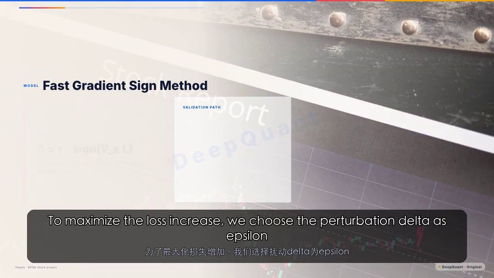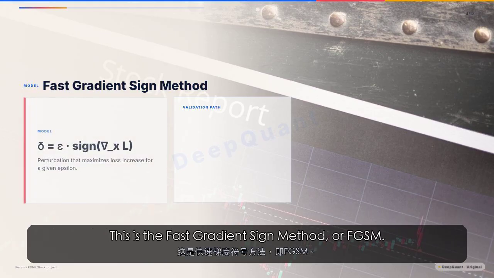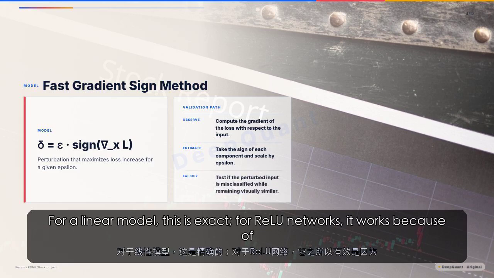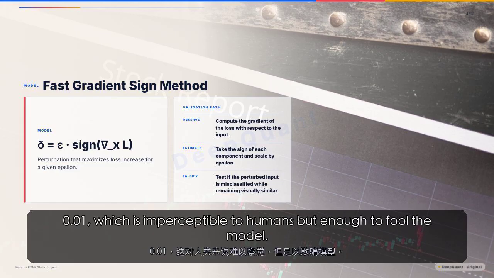To maximize the loss increase, we choose the perturbation delta as epsilon times the sign of the gradient. This is the fast gradient sign method, or FGSM. The resulting loss increase is epsilon times the L1 norm of the gradient. For a linear model, this is exact. For ReLU networks, it works because of local linearity. The epsilon controls the perturbation size, often set to a small value like 0.01, which is imperceptible to humans but enough to fool the model.